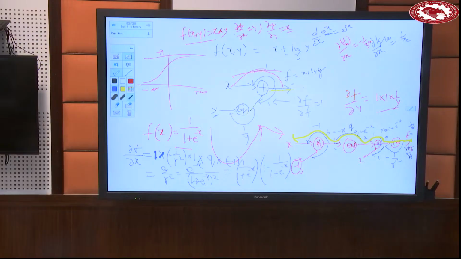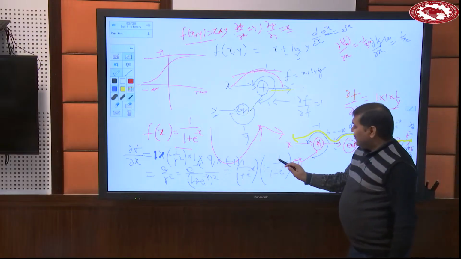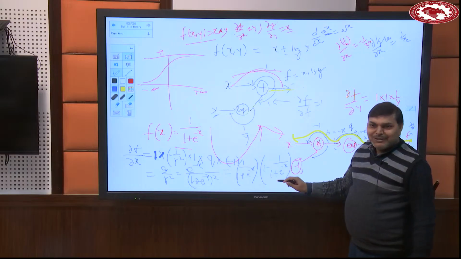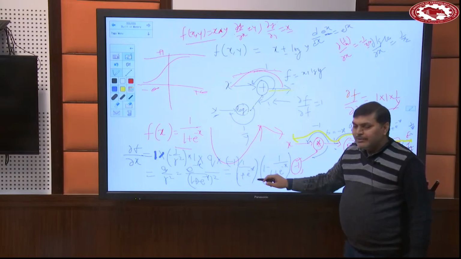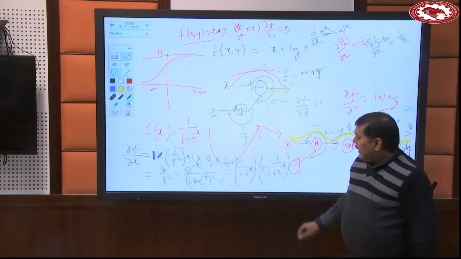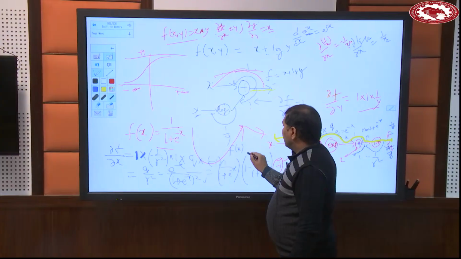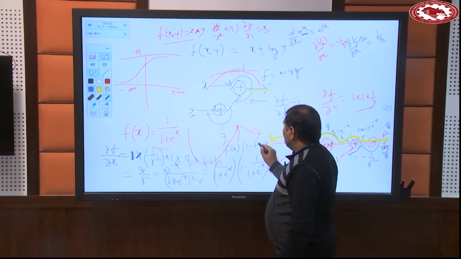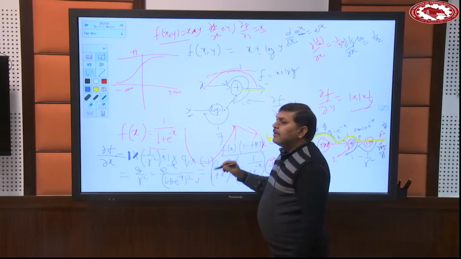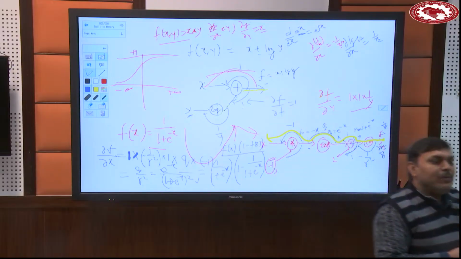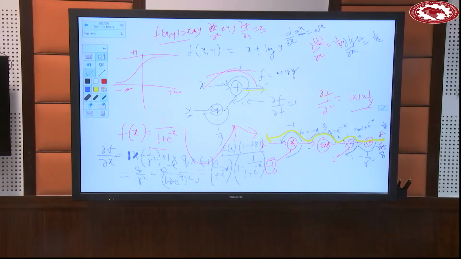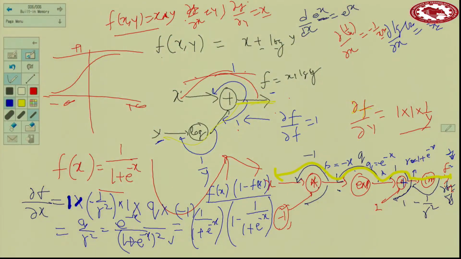So inside, what will you get? It will be e power minus x divided by 1 plus e power minus x. If you multiply with it, you will get this one, right? And this is the sigmoid itself. You can say this is the function f of x, and this is 1 minus f of x. That's why for the gradient of the sigmoid function, you do not have to compute anything. If you know f of x and want to compute the gradient value, how will you get it? Sir, f of x into 1 minus f of x.